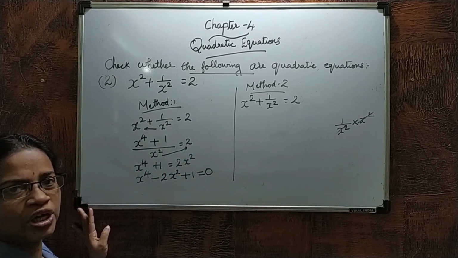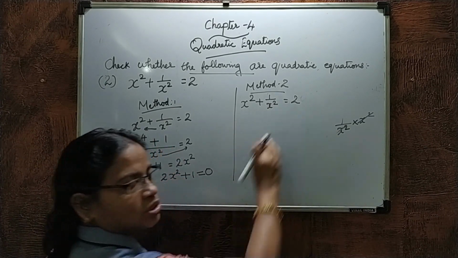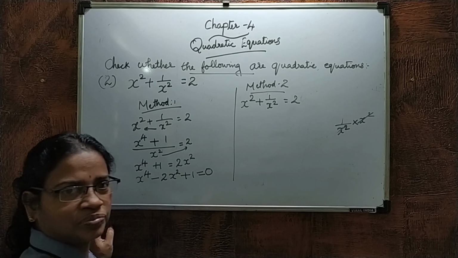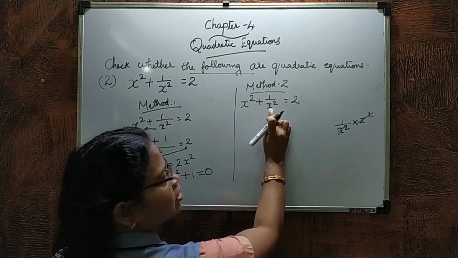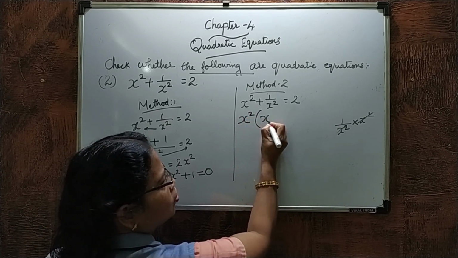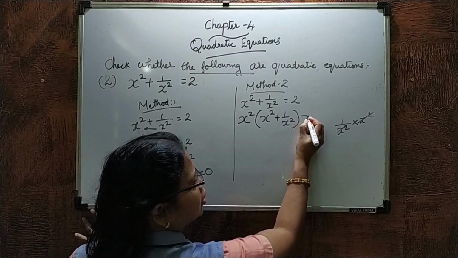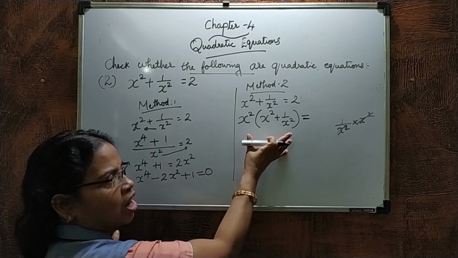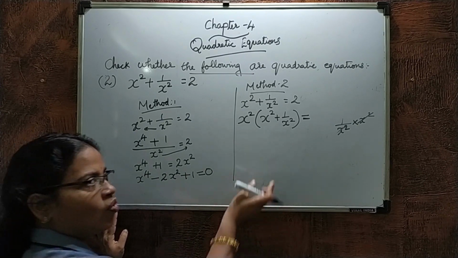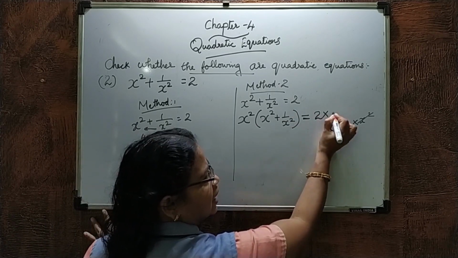Clear? So what we can do then? You have to multiply x square with this full equation and here also. Both the sides you have to multiply. You cannot multiply with one term because this is full. This is a family. You are just multiplying x square with this full family x square plus 1 by x square. And one more thing you have to remember. Here the equal sign is there. Whatever you are doing in the left hand side, the same thing you have to do in the right hand side also.